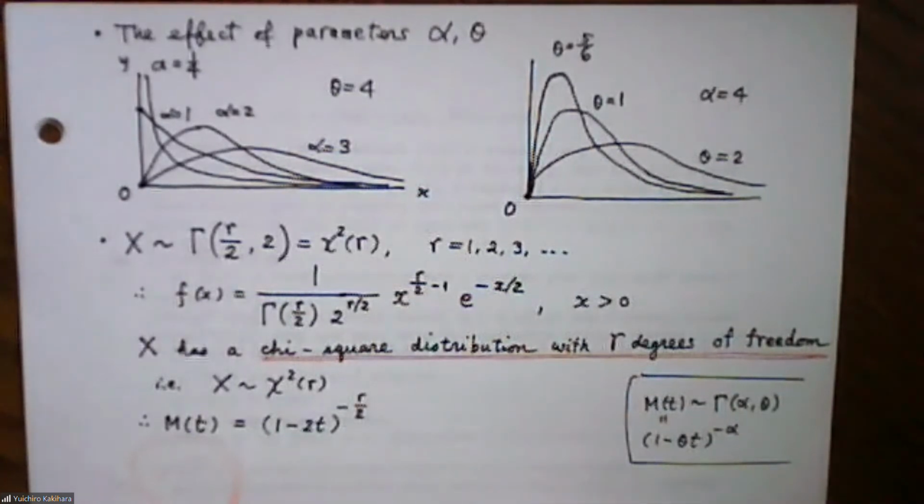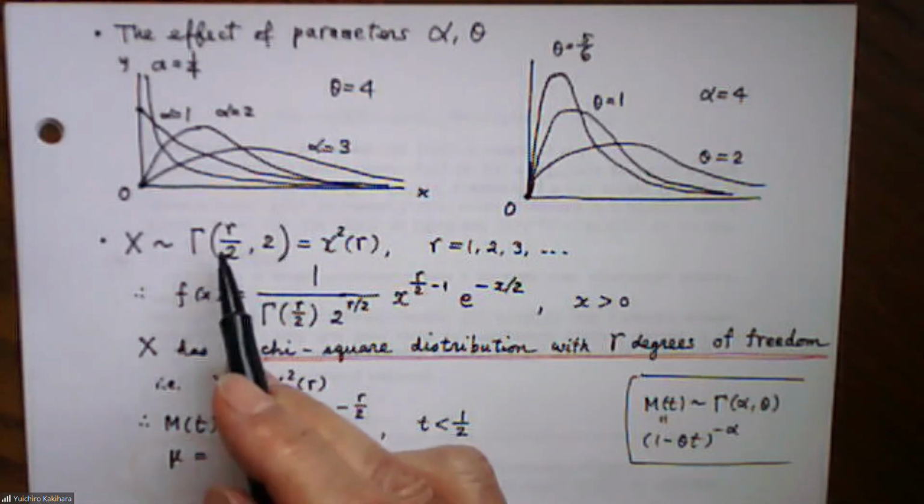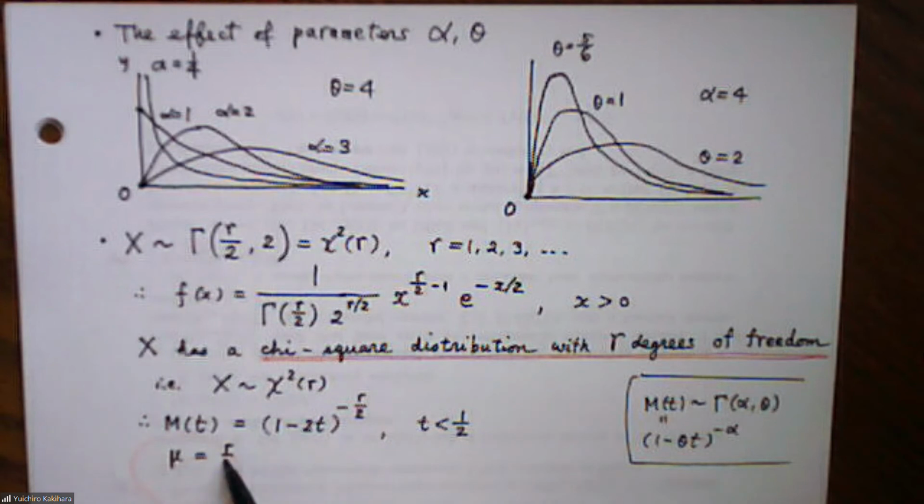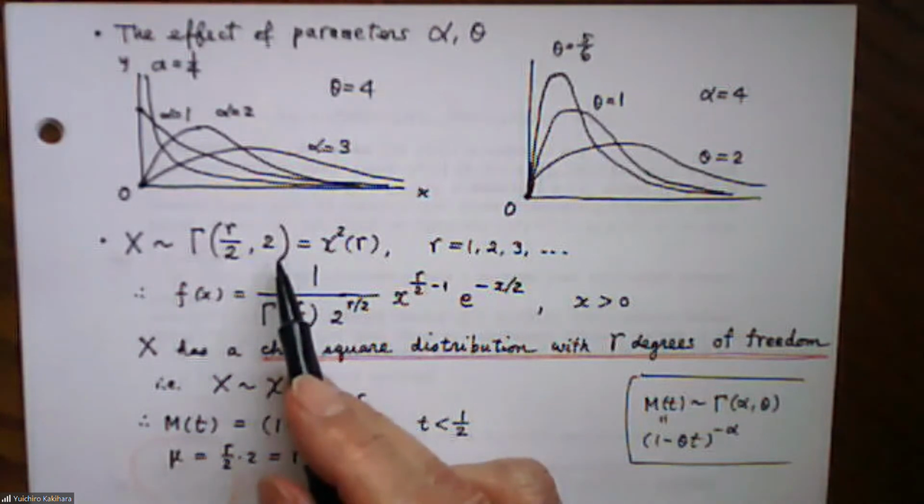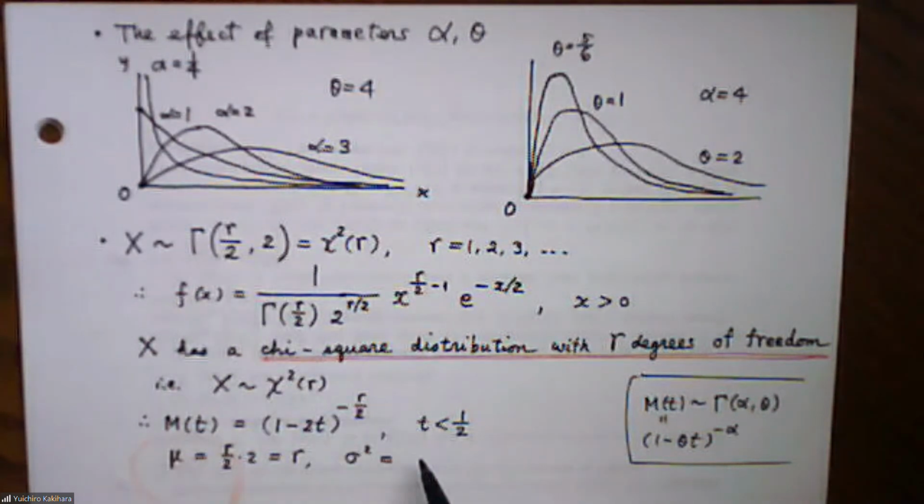This is the moment generating function, and in this case t is smaller than 1/2, to make 1 minus 2t positive. Okay, can you tell me the mean? The mean is alpha theta, this times this, so r over 2 times 2 is going to be r. What about the sigma squared? This mu times theta, so 2r.